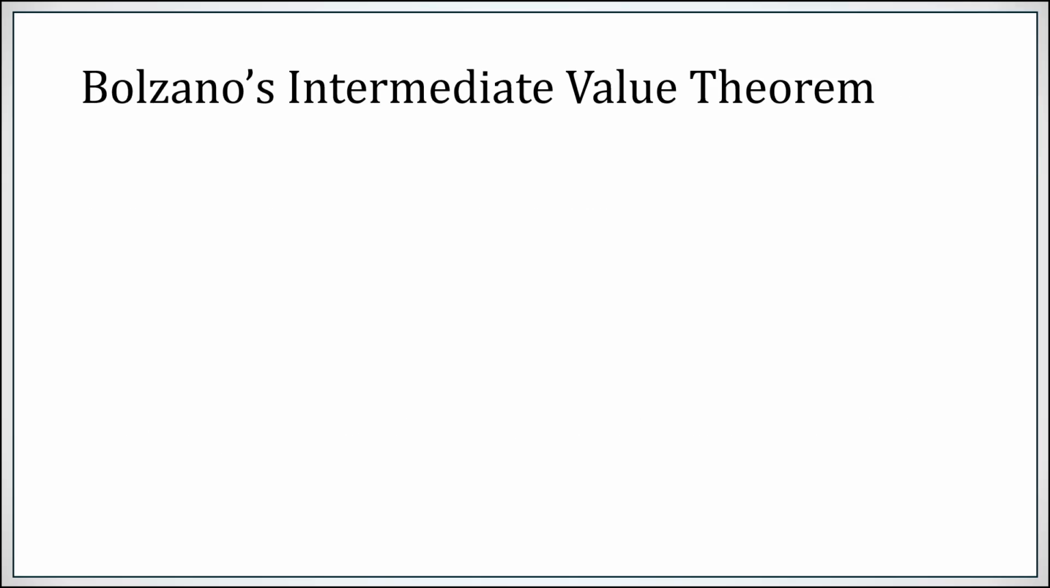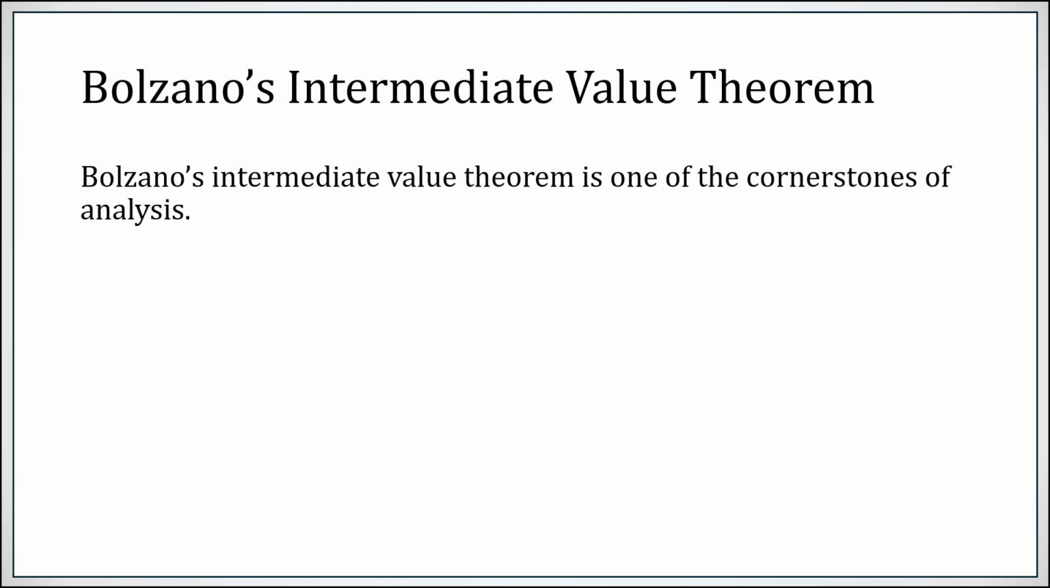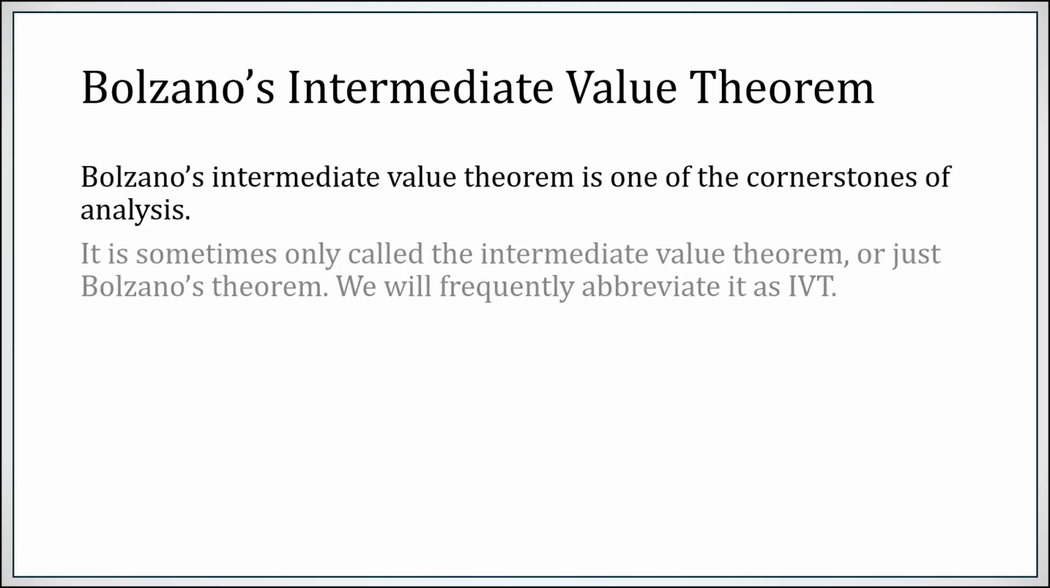Moving on to the other important theorem from this section, the intermediate value theorem. So this is also one of the cornerstones of analysis. Usually one comes across this just called the intermediate value theorem. Much less common is to see it called Bolzano's theorem. In general, I'm just going to abbreviate it as IVT. I've always seen it referred to just as the intermediate value theorem. Not to sell Bolzano short, Bolzano's theorem I would tend to think of as the Bolzano-Weierstrass theorem.